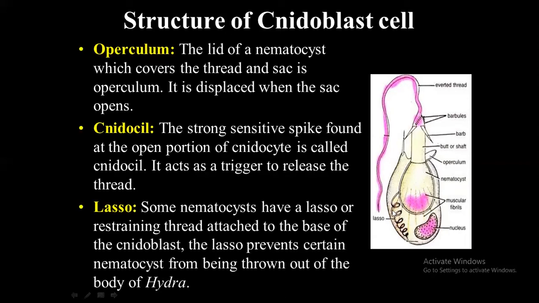Lasso. Some nematocysts have a lasso or restraining thread attached to the base of the nidoblast. The lasso prevents certain nematocysts from being thrown out of the body of Hydra. So this is called the lasso.